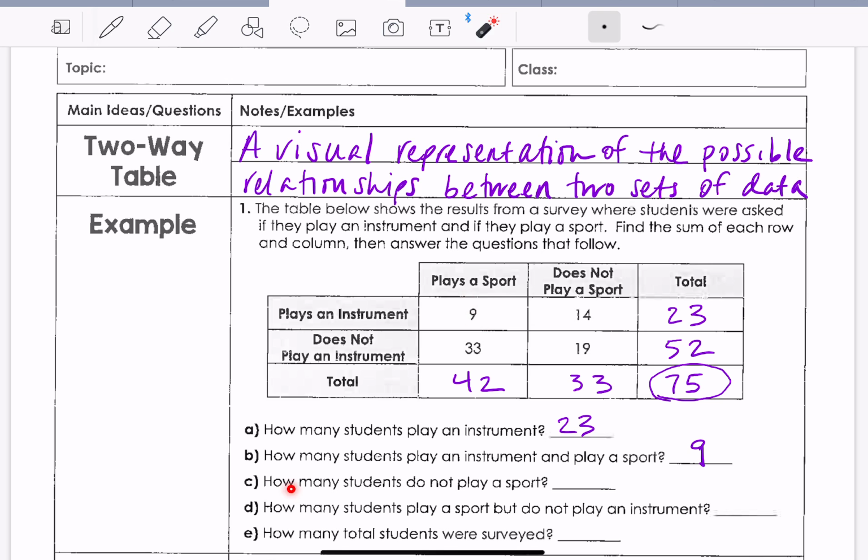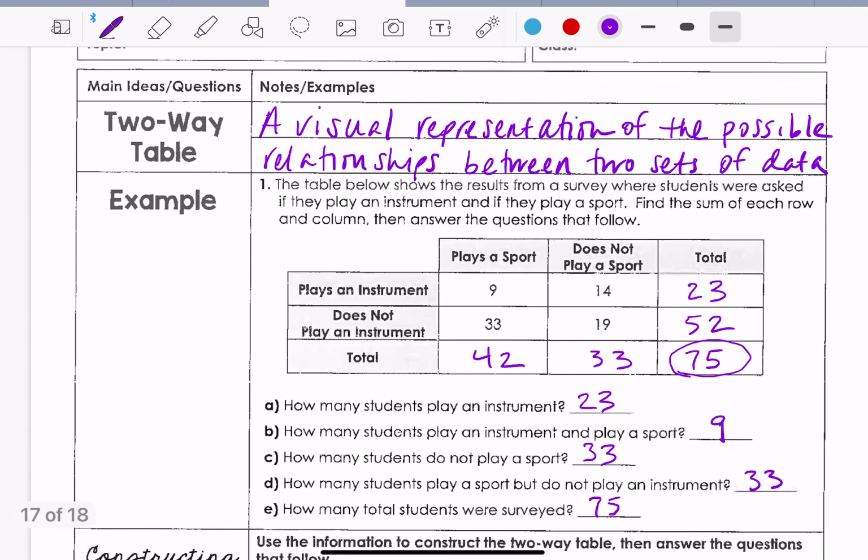C, how many students do not play a sport? So let's look. This is over here. Does not play a sport. It's going to be this total number of students here. It doesn't matter whether they play an instrument or not. So it's going to be 33. And then how many students play a sport but do not play an instrument? So they play a sport, but they don't play an instrument. So it's going to be this guy. So plays a sport, does not play an instrument, gets me to this number of 33 students. And then how many students were surveyed? Well, we kind of answered that at the beginning when we said that there were 75 altogether.